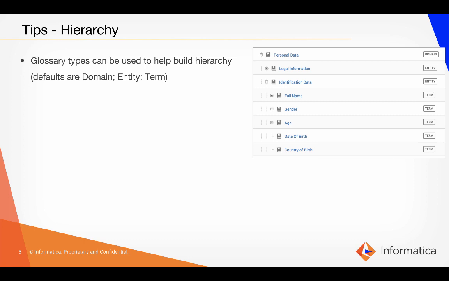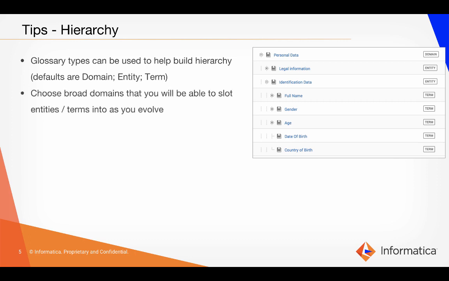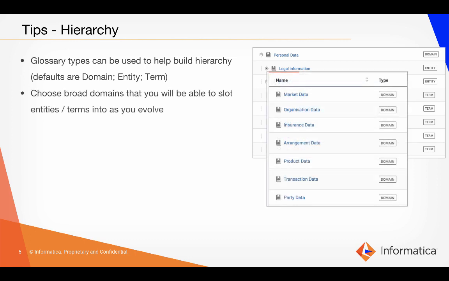You can have multiple layers of domains or entities or terms as well. It does not just have to be one of each, but that is how you build up your hierarchy. If you begin, choose broad domains when you're beginning to plan your hierarchy. So things like market data, organization data, party data. These are going to allow you to slot additional terms that come later into existing domains. So if you choose a broad range that's going to give you as much coverage as possible, you'll have less problems down the line.